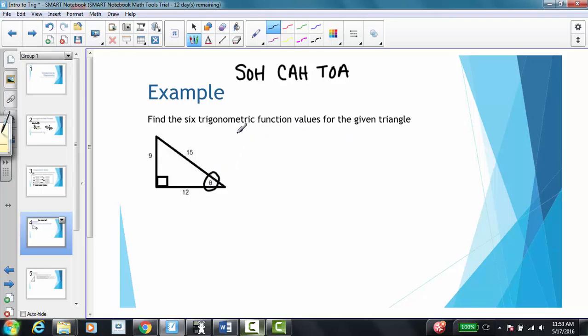So here's our angle, and so the first thing that we want to find is sine of theta. So sine of theta we said was opposite over hypotenuse. So here's my theta, my side opposite is 9, and my hypotenuse is 15. This is going to reduce down to 3/5. So sine theta equals 3/5.